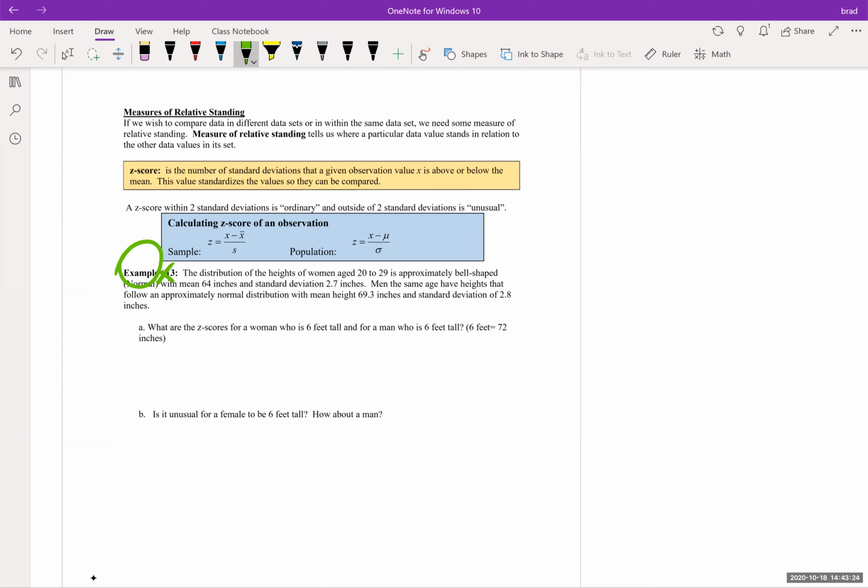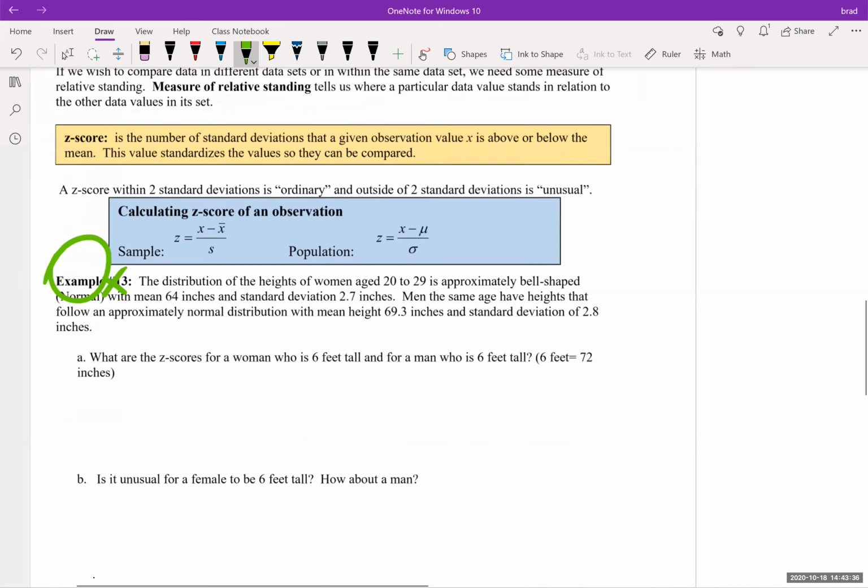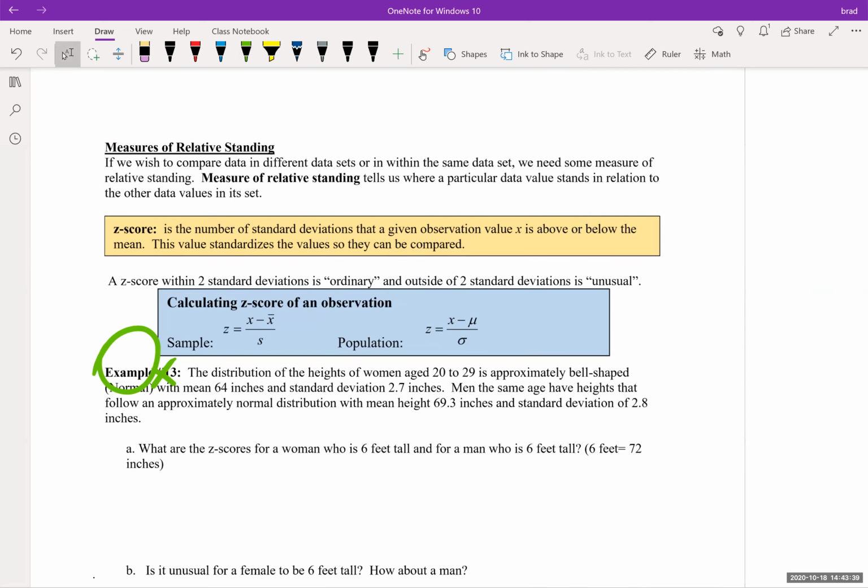It says if we wish to compare data in different data sets or within the same data set, we need some measure of relative standing. A measure of relative standing tells us where a particular data value stands in relation to the other data values in the set: the z-score. The z-score is the number of standard deviations that an observation value x is above or below the mean. This value standardizes the values so they can be compared. That way we can talk about your score versus my score in terms of comparison to the mean, or comparison to each other as well.